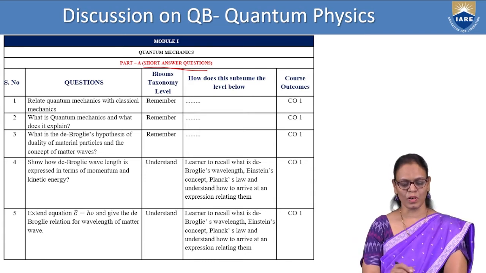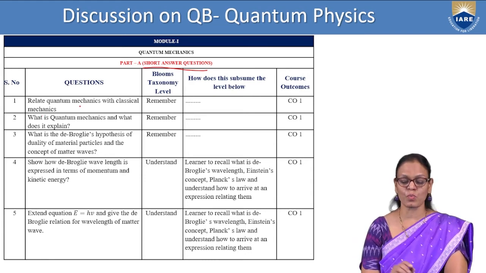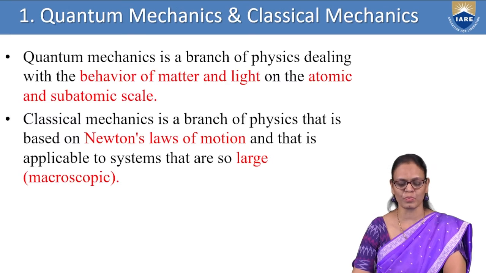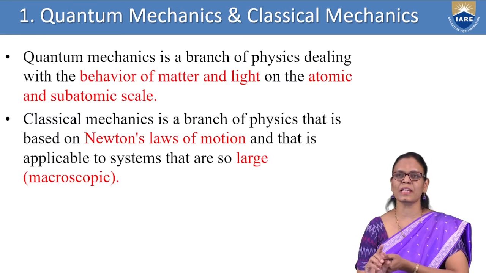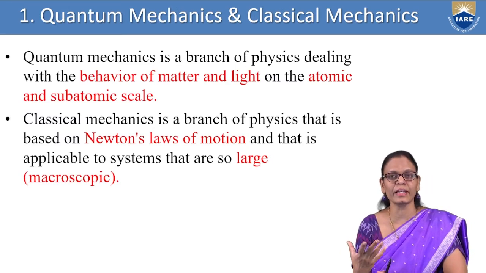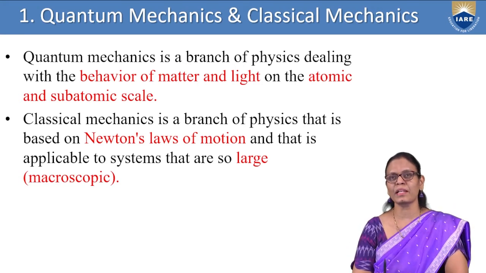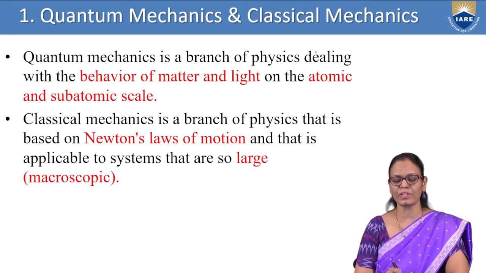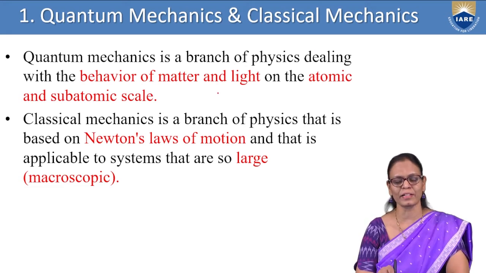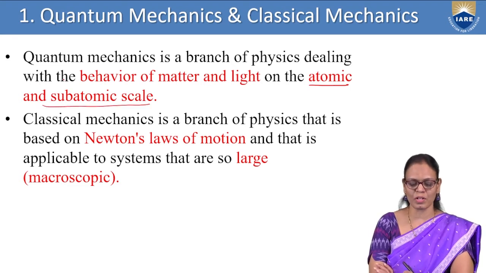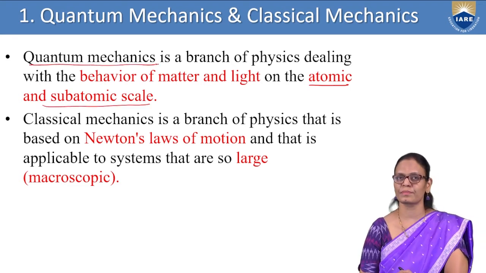So let us move on. First question, relate quantum mechanics with classical mechanics. It is a short answer question. We have to just write point-wise. For a few questions, I'll tell you so that you will have an idea of how to write the answer. Quantum mechanics is a branch of physics dealing with the behavior of matter and light on the atomic and subatomic scale. For quantum mechanics, this is very important.